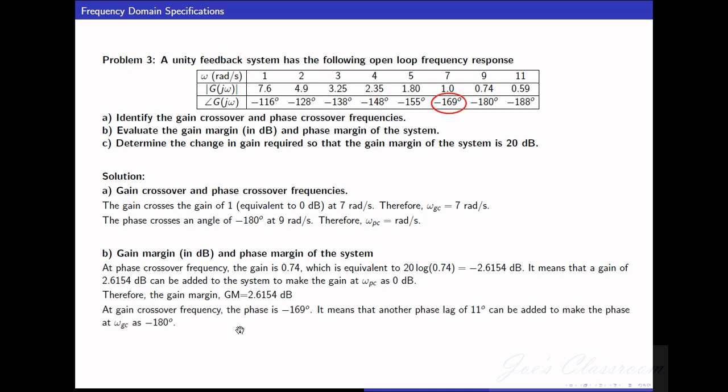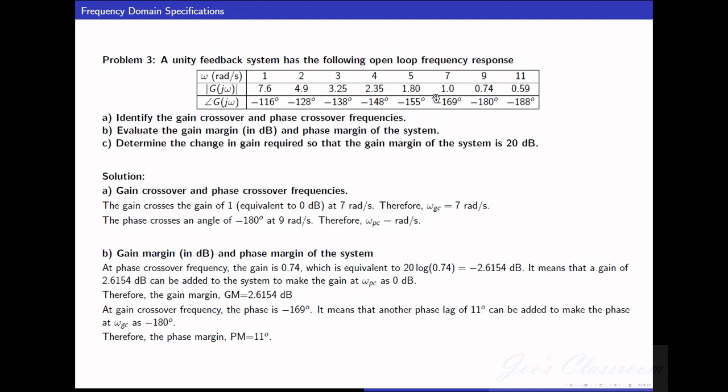And the phase margin, so at the gain crossover frequency, that is this, the angle is going to be minus 169 degree.